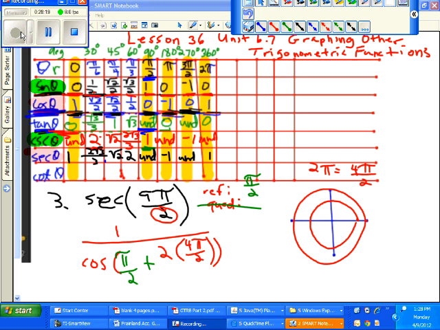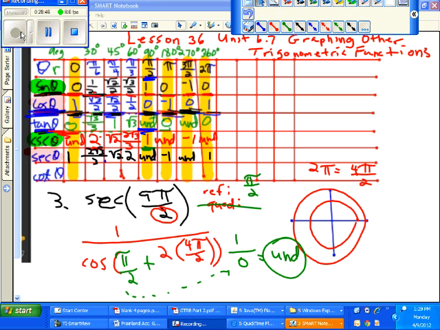So I'm going to rethink that as cosine of pi over 2 plus some circles, so I can really think about cosine pi over 2. So I have 1 over, what's the cosine of pi over 2? 0. And 1 divided by 0 is undefined. And so my answer is undefined.